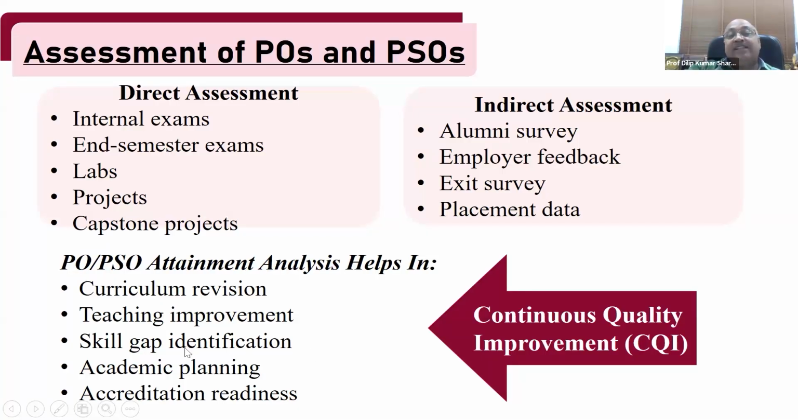So teaching improvement, skill gap identification, academic planning, and certainly you are going to make them accreditation ready. So continuous quality improvement is a key aspect of any outcome-based education, accreditation, or any ranking framework. Continuous quality improvement.